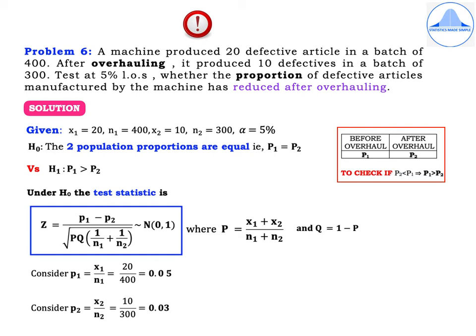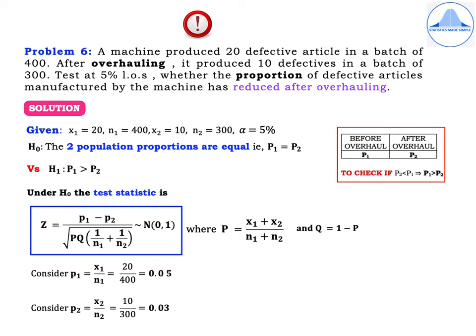Let me first explain what we understand by the word overhauling. So, overhauling of a machine is actually a process of general maintenance which is performed on a machine so that it performs well. Starting with the problem, under the solution, let us write down the values given. The word proportion is already present. And if we go to the problem, they have given the values before overhauling and after overhauling.